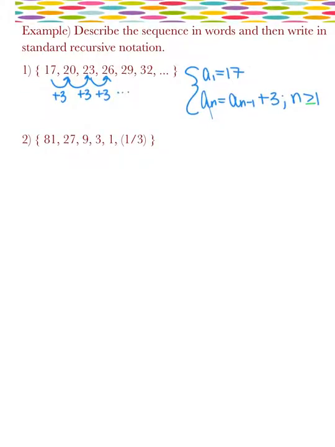Now let's look at number 2. So here I have 81, 27, 9, 3, 1, 1/3. That 1 to 1/3 is helpful. So I can see that each term is being divided by 3. So you're dividing by 3 each time. Or you might look at this and say you're multiplying by 1/3. Because dividing by 3 is the same thing as multiplying by 1/3. So we'll write that both ways.